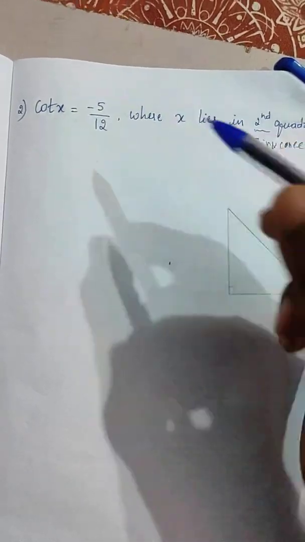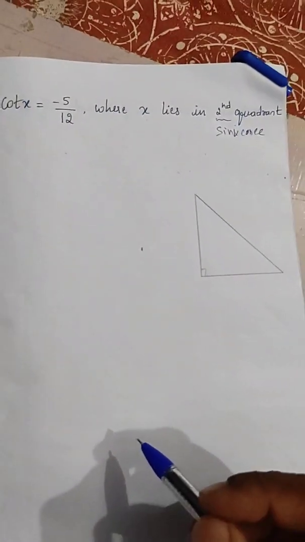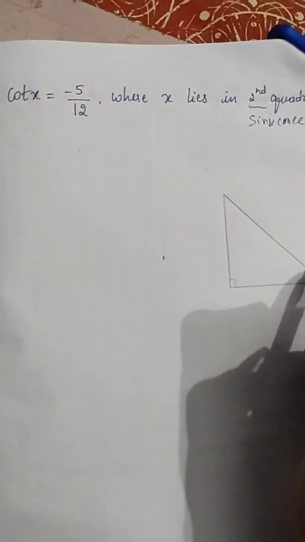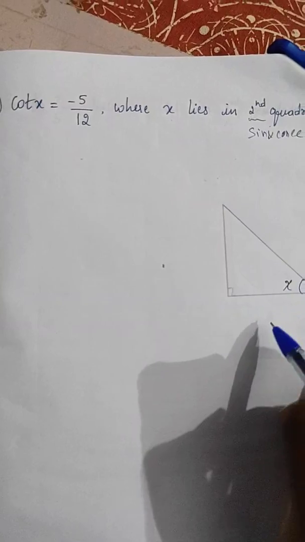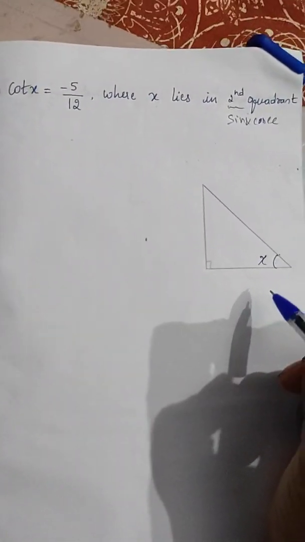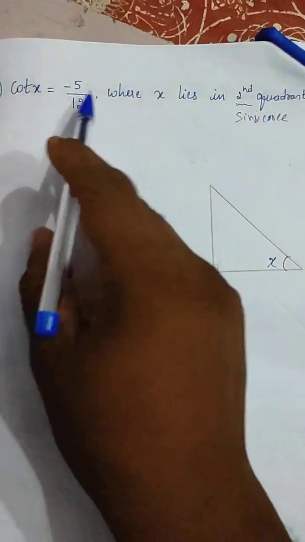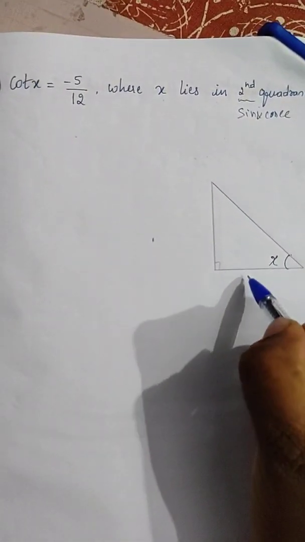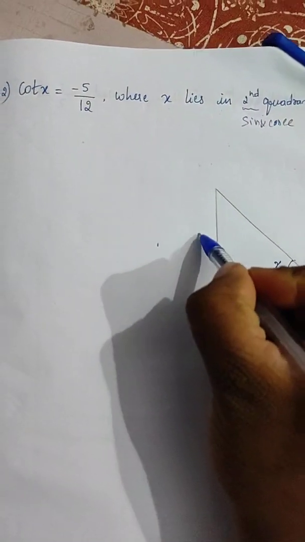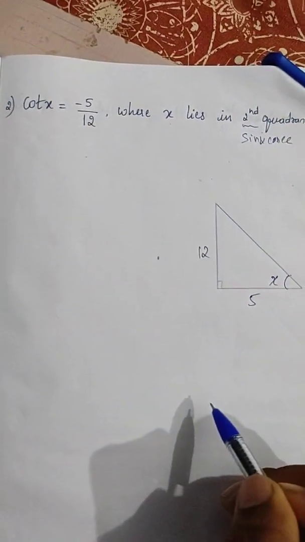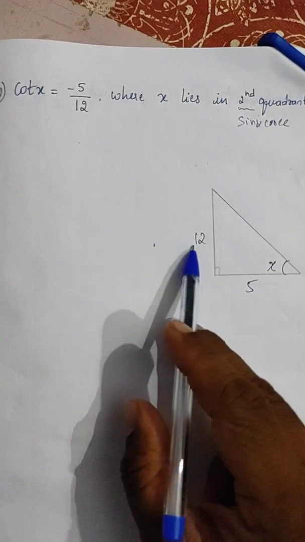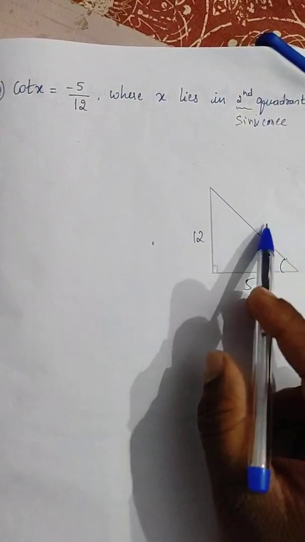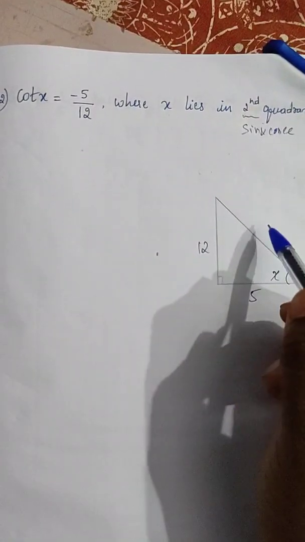So now let me find the other trigonometric ratios. Here cot x is equal to minus 5 by 12. This is the x angle. So here cot x is equal to minus 5 by 12 means, what is the ratio of cot? It is adjacent by opposite. So to find the other ratios, you need the hypotenuse. So let me find the hypotenuse.